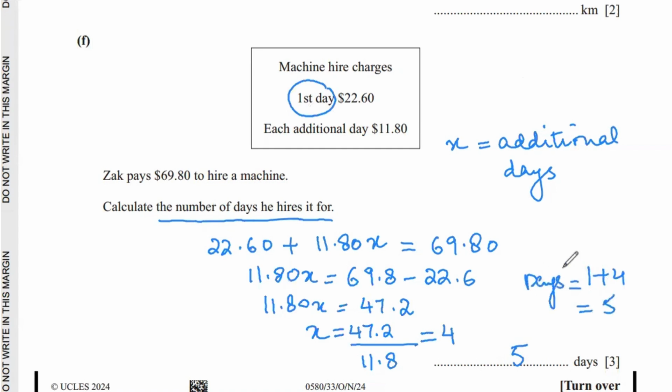This was a trick question. So if you don't give the answer as 5, then obviously they'll deduct 1 mark. But remember, the first day you already paid for it, so that's 22.6 for that. x is the value of additional days. So the total number of days is 1 plus 4, which is 5.